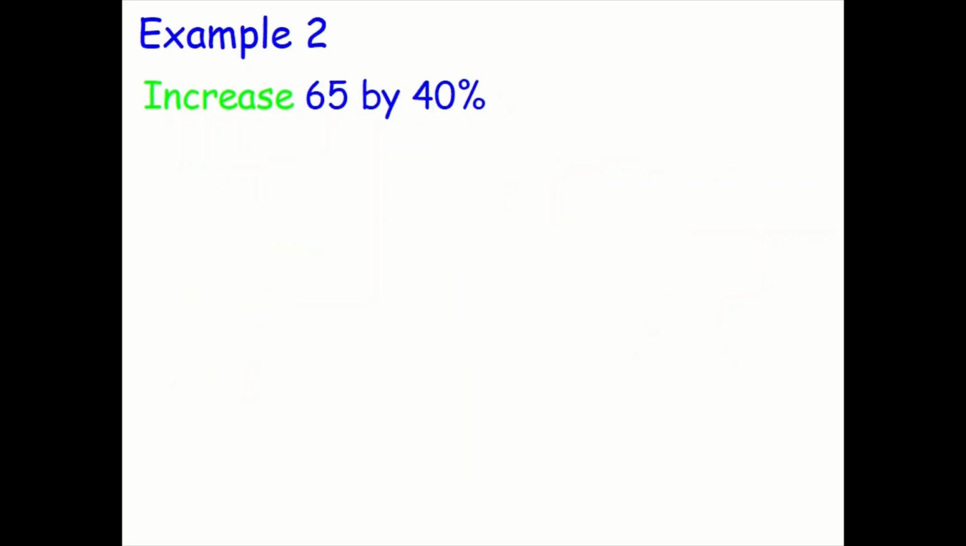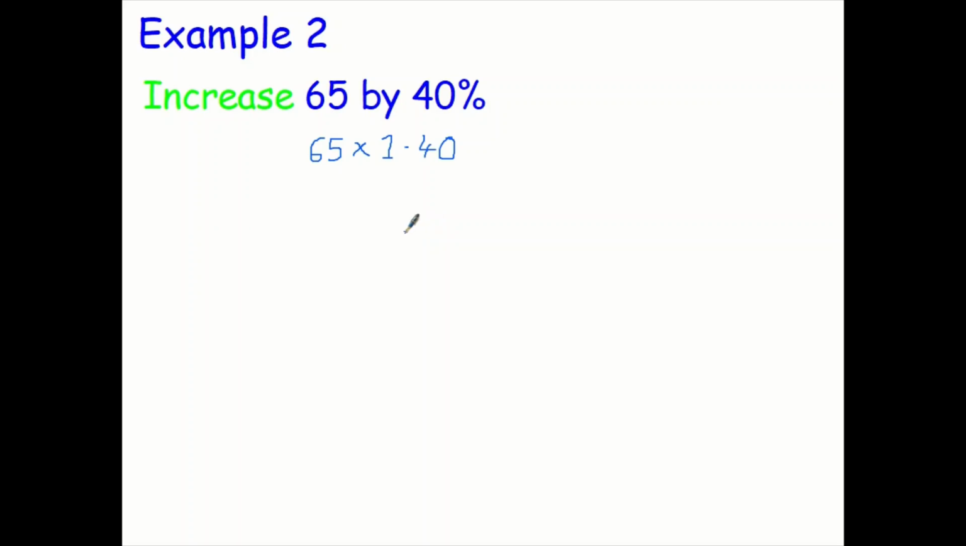Okay, example number 2, increase 65 by 40%. So I'm going to do the calculation 65 multiplied by 1.40. And you can use a written method of multiplication if it's on the non-calculator paper. If it is on a calculator paper, you can simply put that straight into your calculator and you will get the answer.